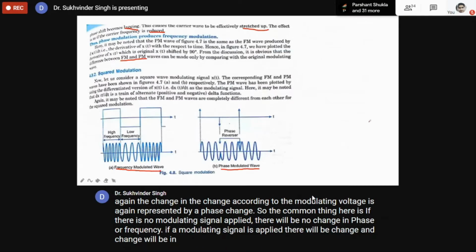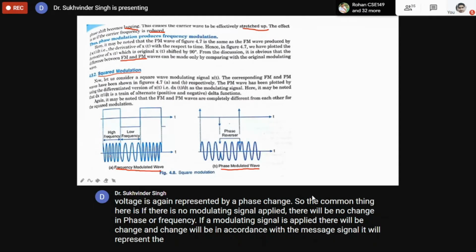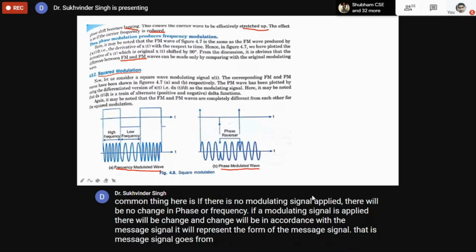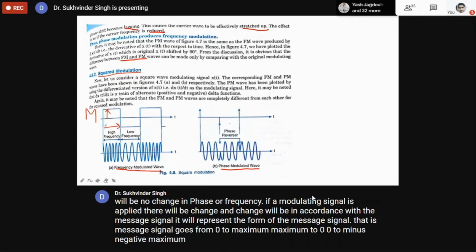Now let us talk about another type of wave, let us say square type of wave. In square type of wave, again this is represented by compression, and correspondingly the high frequency regions are those which are compressed, low frequency regions are those which are expanded. High frequency region is represented because your message signal M has a maximum amplitude in this region, and our modulating signal has minimum amplitude in this region.